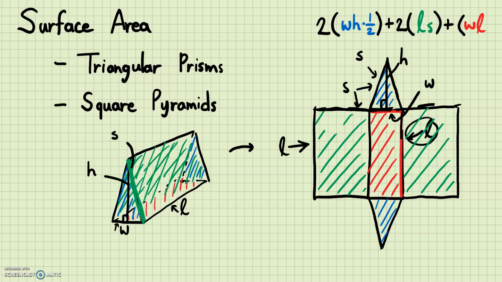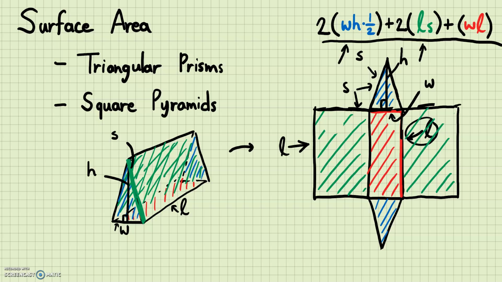W times L. Okay. So that would be the formula for this triangular prism. But again, don't try and memorize this formula. Just know the concepts. We are adding the 2 triangles together.